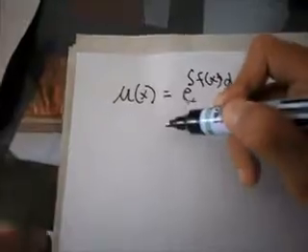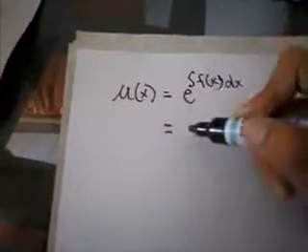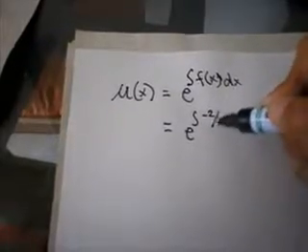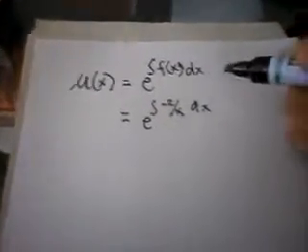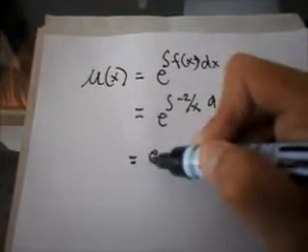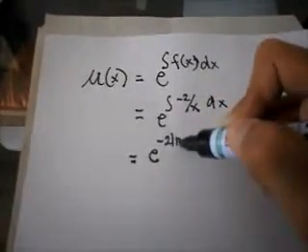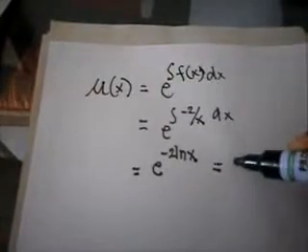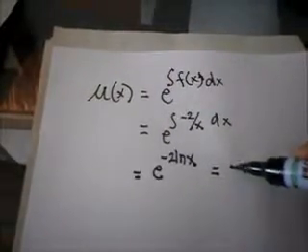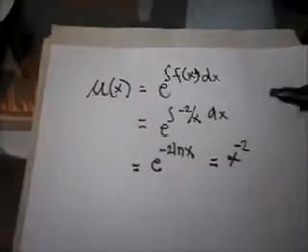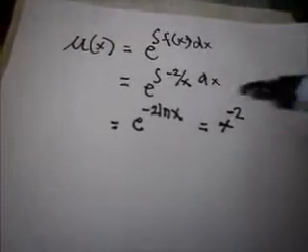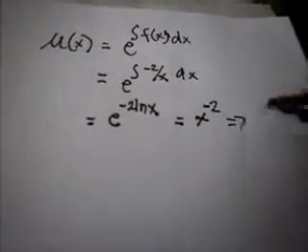We have now our f of x, so what we need to do is to substitute f of x. So e to the integral of -2 over x dx, and we get e to the -2 ln x. And furthermore, we get x to the -2. This is now our integrating factor.